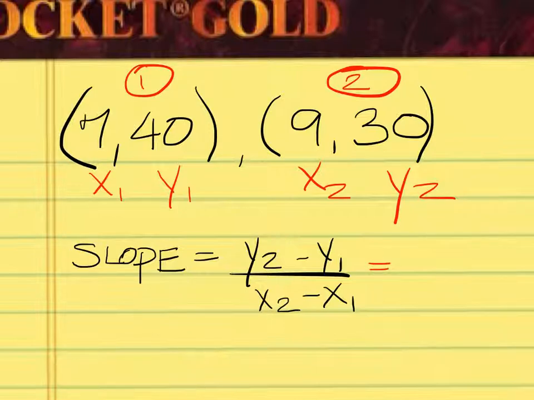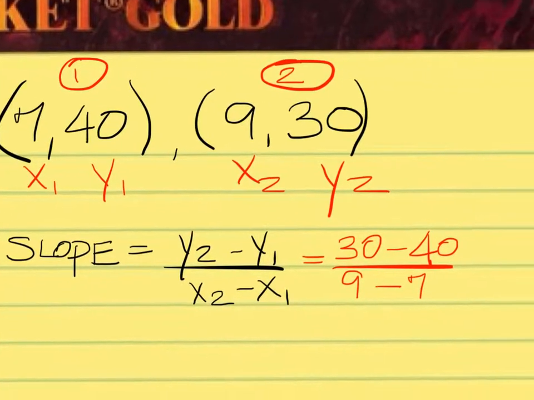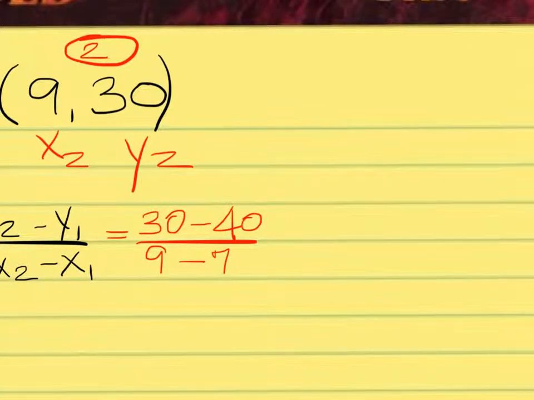What number is y2? 30. And we're going to take away what number? 40. On the bottom, what number is x2? 9. And we're taking away what? 7. Okay, so let's come over here. 30 minus 40 is negative 10, and 9 minus 7 is 2. So we end up with a negative 5.